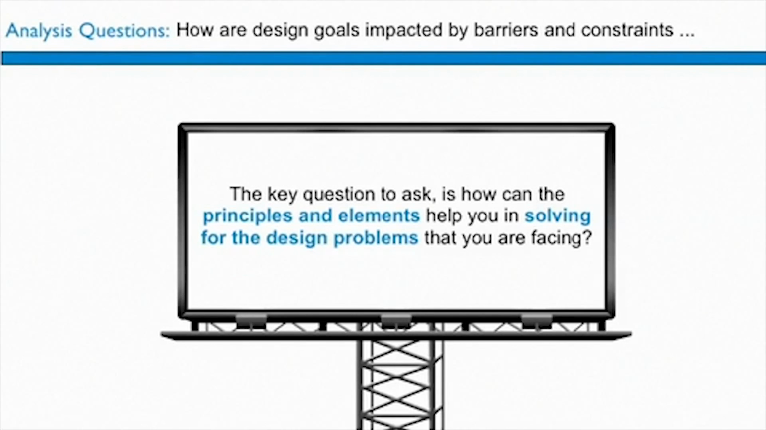Now, the first thing you have to do is articulate your goals. Then you have to figure out what are the constraints and barriers and what problems do they create. And then thirdly, you think about, okay, how can I use these different elements of line, color, shape, texture, proximity to help answer some of those questions. So that's the Billboard example, and it gives you just a brief overview of how you can use the elements and principles of design, visual design, to help solve design problems.